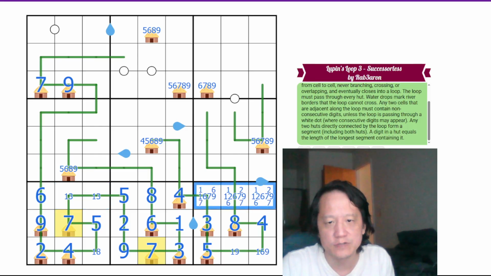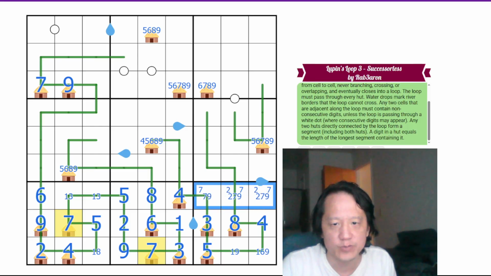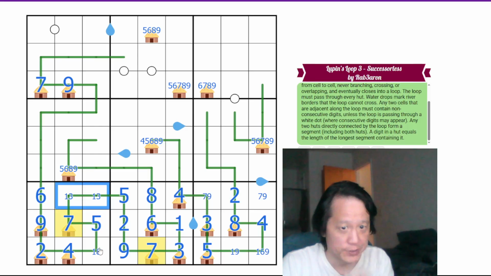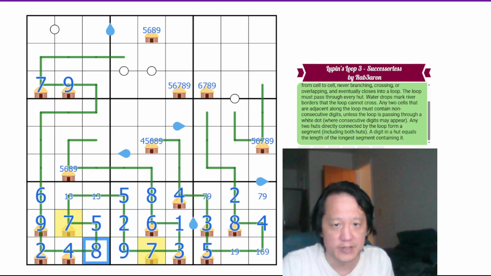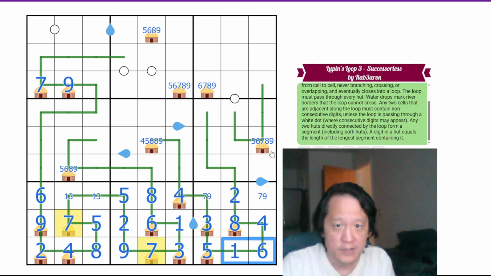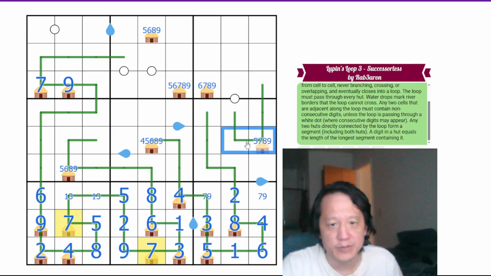So no 1 or 6 there. This becomes a 2, 7, 9 triplet. That eliminates 2, 7, 9 in the rest of the box. 8 is consecutive with both 7 and 9, so this cannot be 7 or 9, so that's 2, which eliminates 2 there. 1, 3 as a pair eliminates 1, 3 in the rest of the box, so no 1 there, it's 8. 9 eliminates 9 there, so it's 1. No 1 or 9 there, so it's 6. 6 eliminates 6 in the rest of this box.